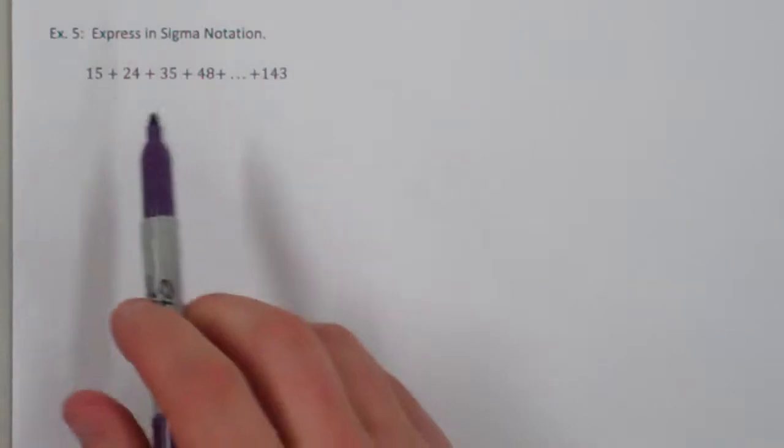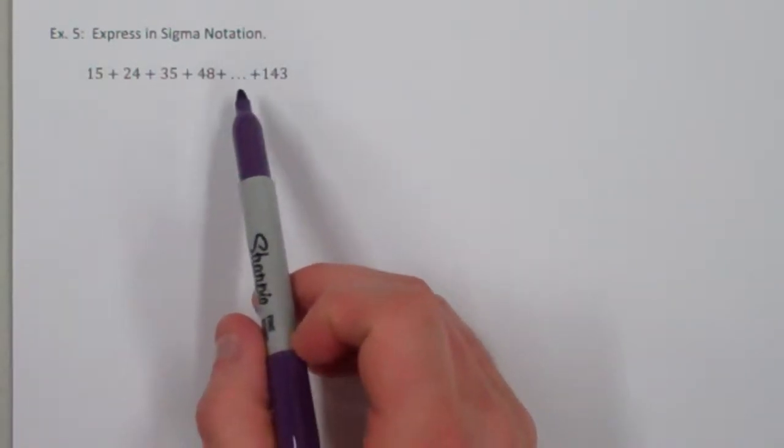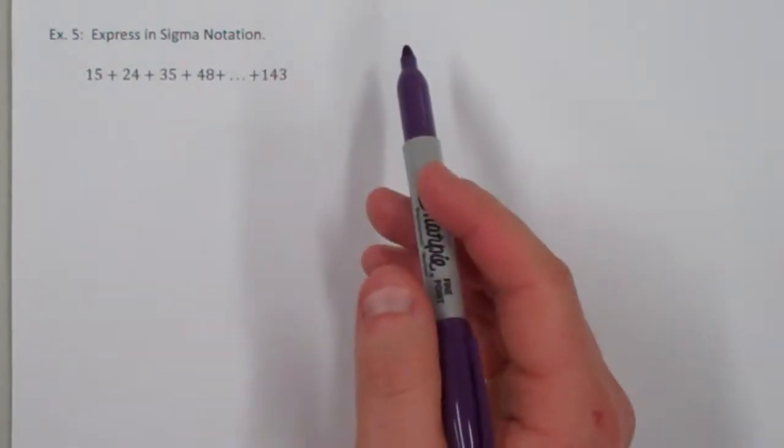I'm going to change gears a little bit in this example, and we're going to go backwards from what we've done previously. What I mean by that is now, instead of having some sigma notation to evaluate, we need to write this series here in sigma notation. The very first thing that you need to do is figure out the general term.